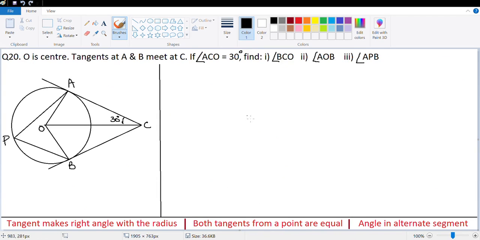The next question that we're doing is question number 20. It says in the given figure, O is the center, tangents at A and B meet at C. If angle ACO is equal to 30 degrees, we need to find angle BCO, angle AOB, and this big angle here, angle APB. Okay, so let's look at the triangle. This angle we already know is 90 degrees. This angle we know is 90 degrees. APB would be simple to find if we can find AOB. This would be angle at center is 2 times angle at circumference.